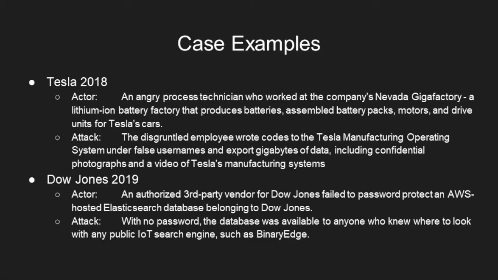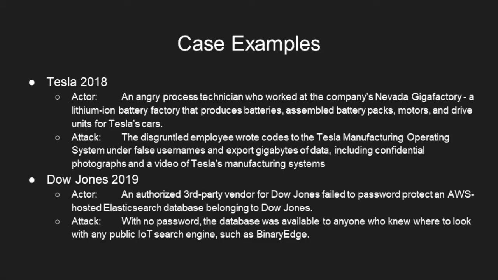In the lawsuit filed by Tesla, the company believed that Tripp was triggered to steal the information on May 17, 2018, after he was reassigned to a different role. And the next case is an insufficient identity, credential, access, and key management case. This happened to Dow Jones in February 2019.